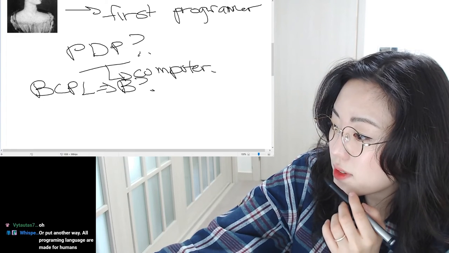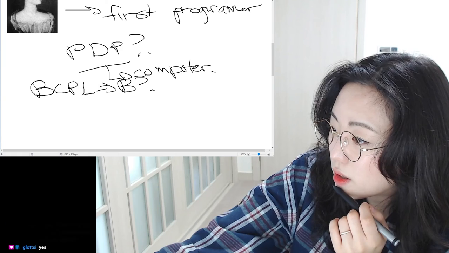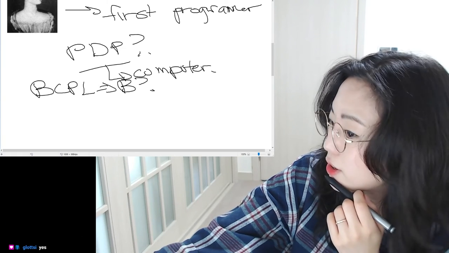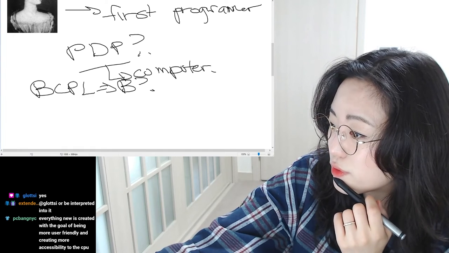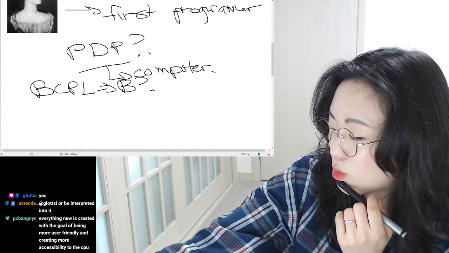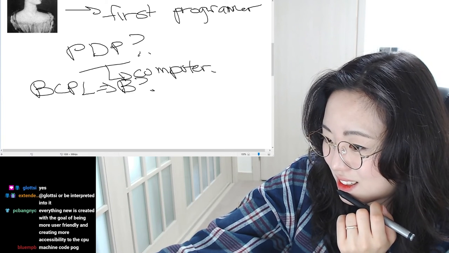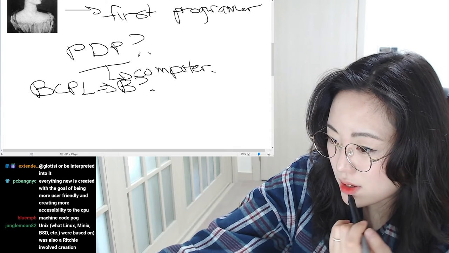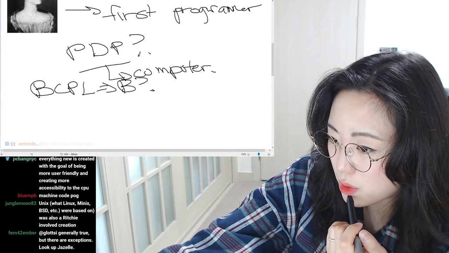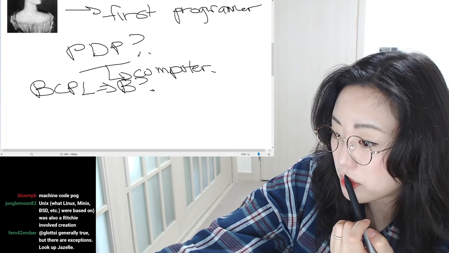In 1978, Brian Kernighan and Dennis Ritchie published the first edition of The C Programming Language. Wow. Everything now is created with the goal of being more user-friendly and creating more accessibility to the CPU.